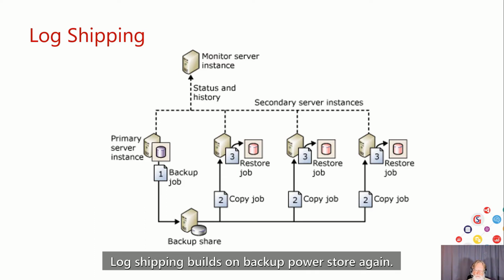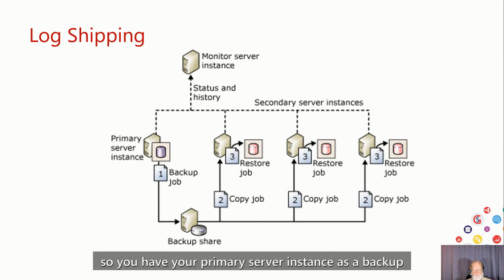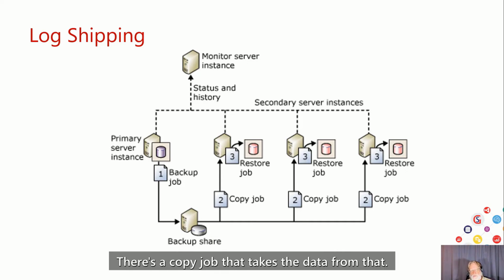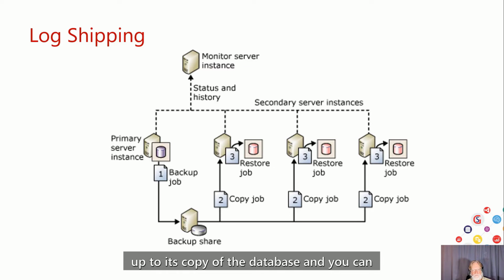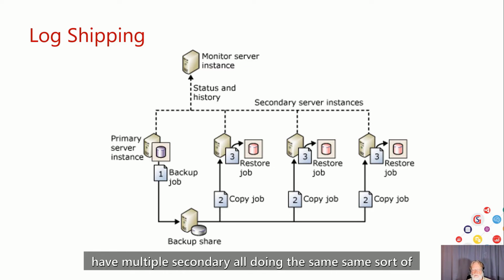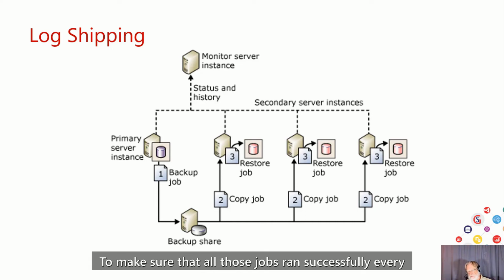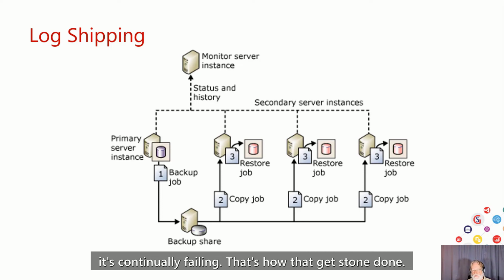Log shipping builds on backup and restore. Again, it's a set of jobs, agent jobs. So you have your primary server instance with a backup job that sends the data to a backup share. There's a copy job that takes the data from that backup share to a secondary, where a restore job restores that to its copy of the database. And you can have multiple secondaries all doing the same sort of thing. You have a monitor instance that's keeping track of status to make sure that all those jobs ran successfully every time, so you're not missing any data, not having one of your nodes that's continually failing. That's how that gets done.